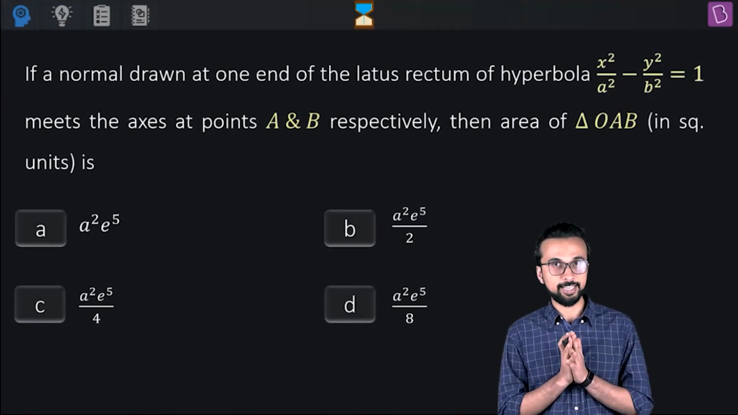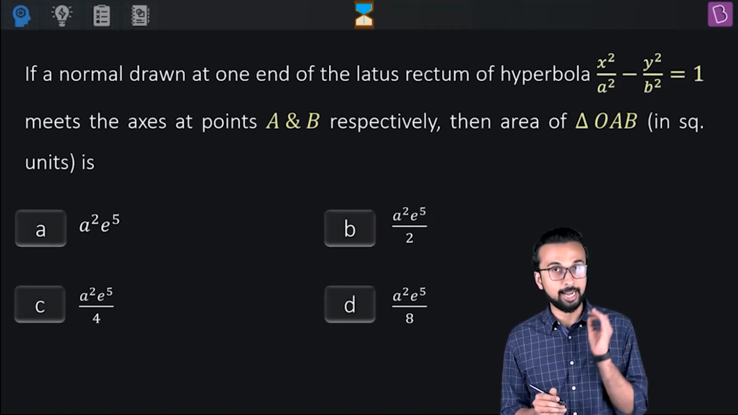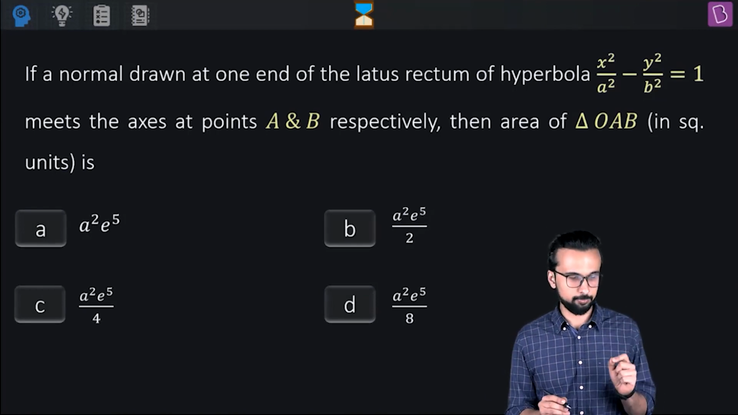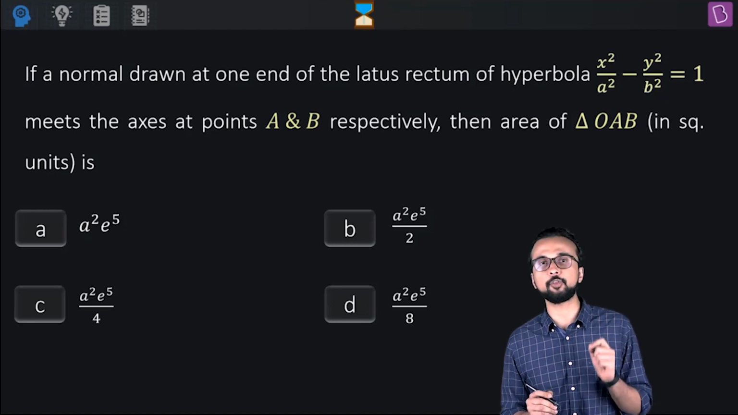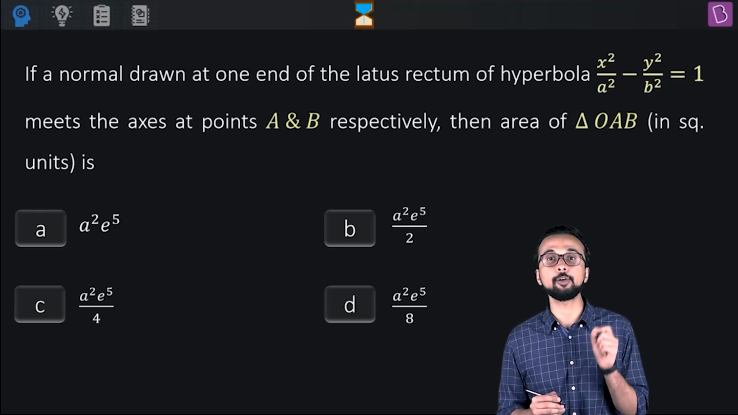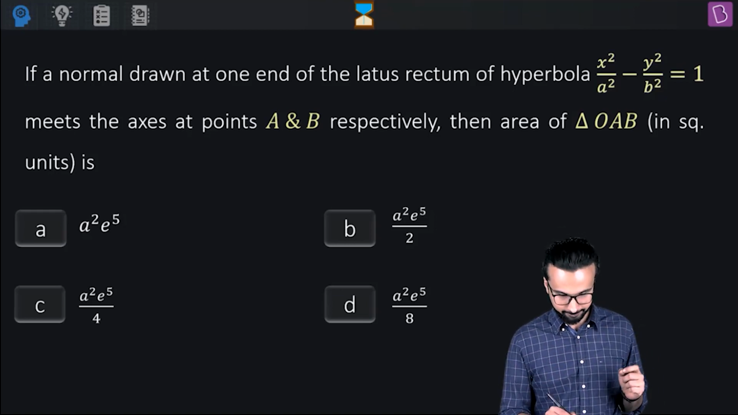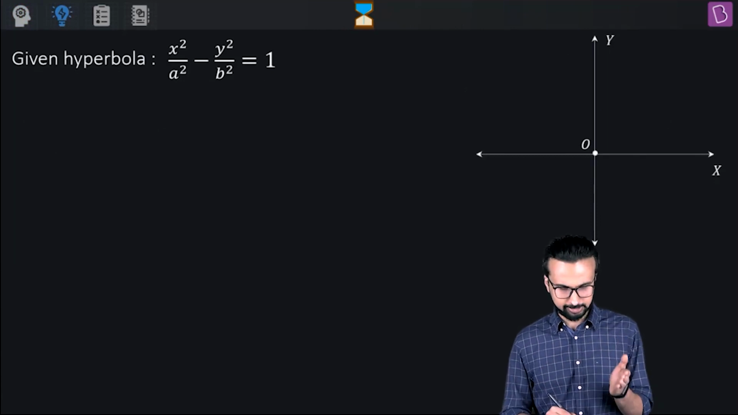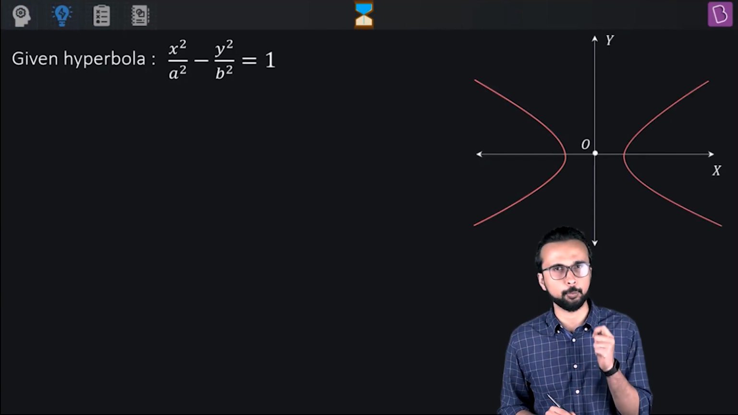In this question, it's given to us that a normal is drawn at one end of the latus rectum of this given hyperbola, and the normal meets the axes at the points A and B respectively. We'll have to find the area of triangle OAB, where O is the origin. Alright, let's begin. Now, we have our given hyperbola, which is the standard hyperbola, x square by a square minus y square by b square equal to 1.